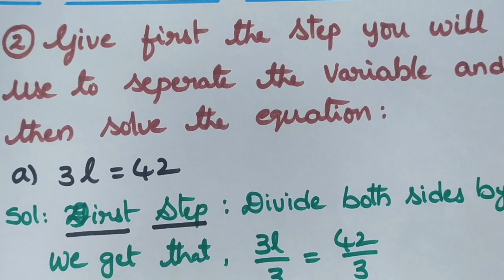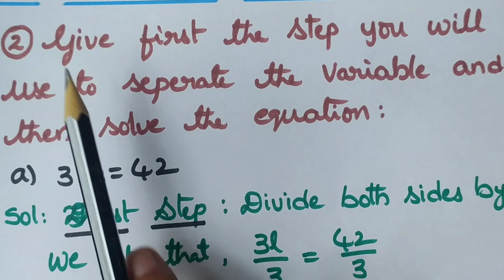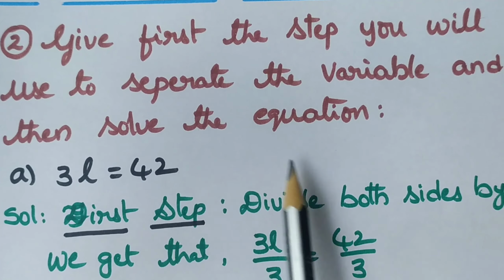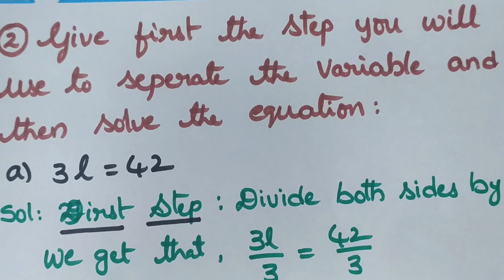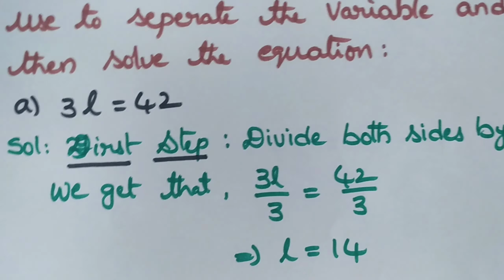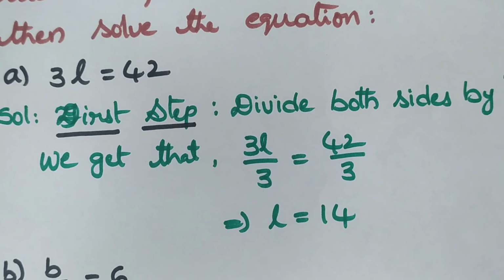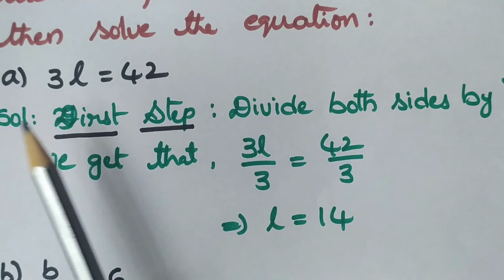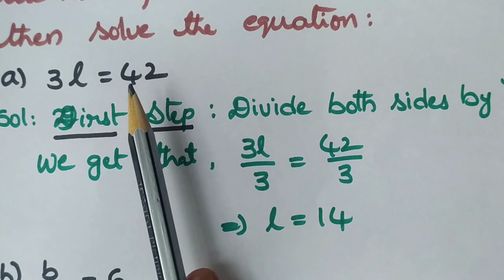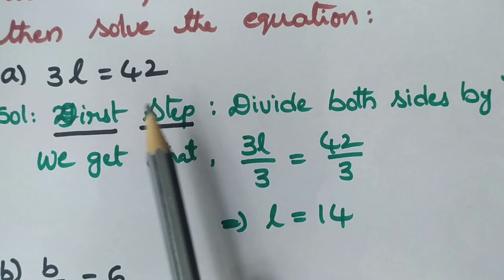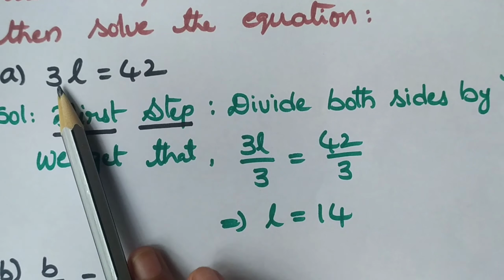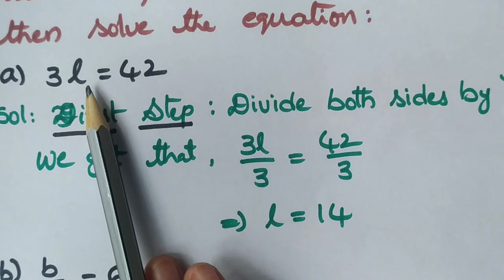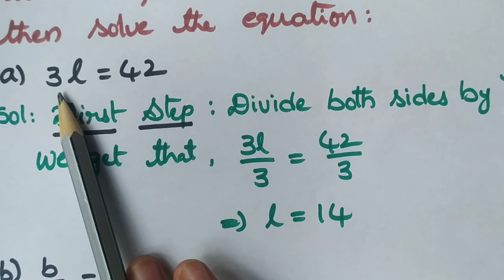Okay friends, now let us see second one. Give the first step you will use to separate the variable and then solve the equation. Now you see here friends. Okay friends, now let us see A. 3L is equal to 42. Now here first step is 3 into L. See here friends, it is 3L. 3L means 3 into L. L is some value. So 3 into L.